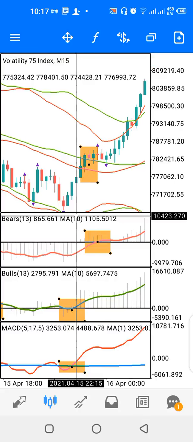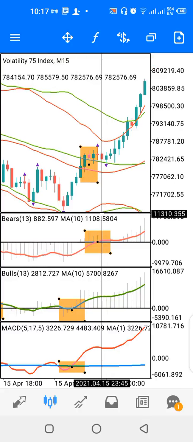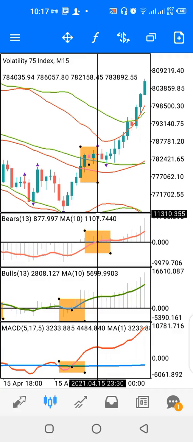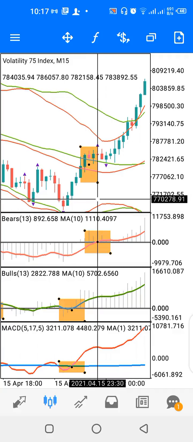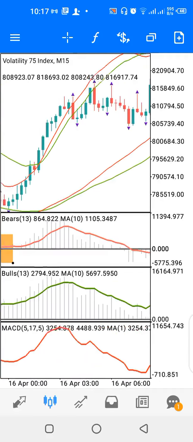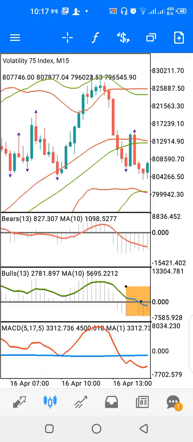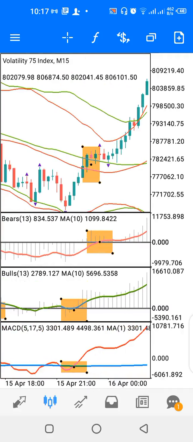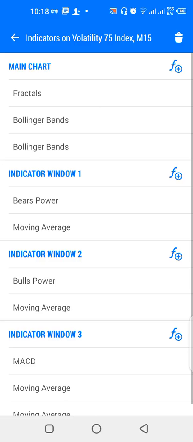So when you have an alignment of all signals, then you place your trade and ride. You can see, you ride the profit and make some money. So it's as easy as that. Now let's look at the settings, the parameters of how you can set this strategy.